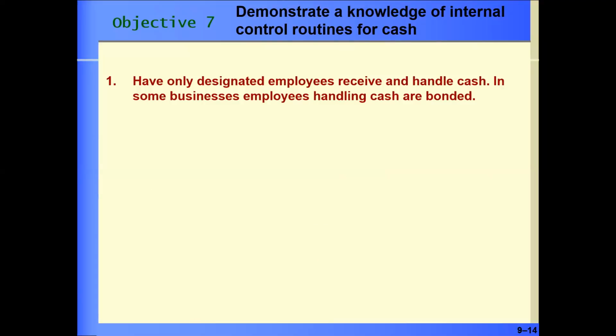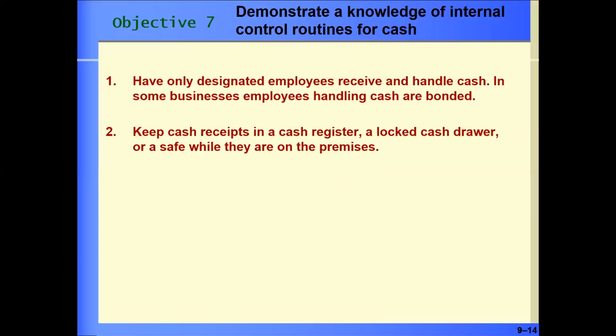Only designated employees will receive and handle the cash. In some businesses, employees handling cash are bonded. So not everyone touches the cash. You keep cash receipts in a cash register, a locked cash drawer, or a safe when they are on the premises. Your son with the chocolate and flower business probably keeps his in a locked cash drawer, because that's what a cash register is.